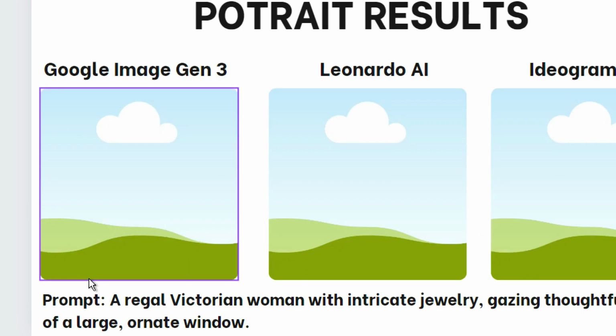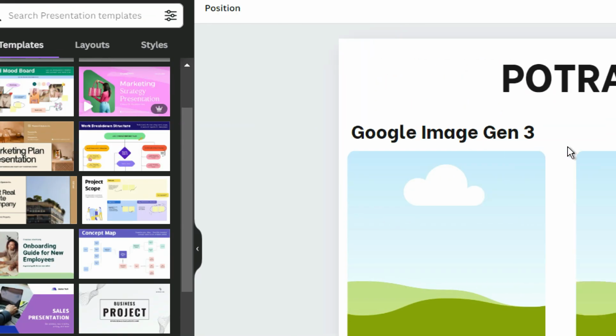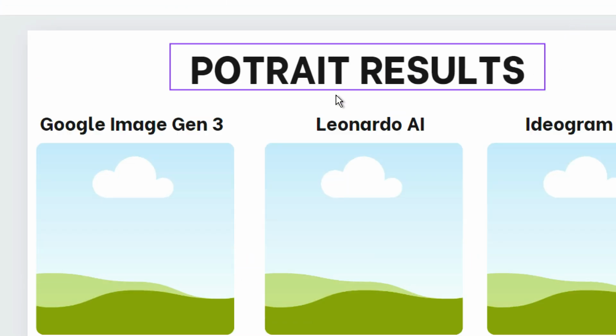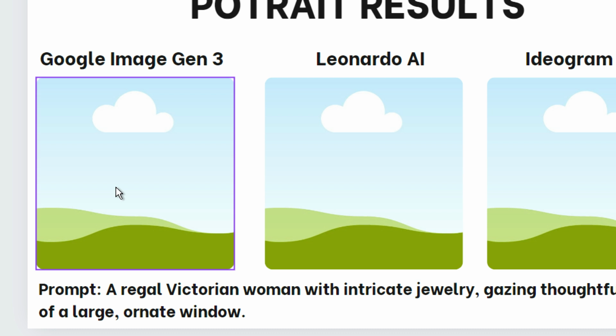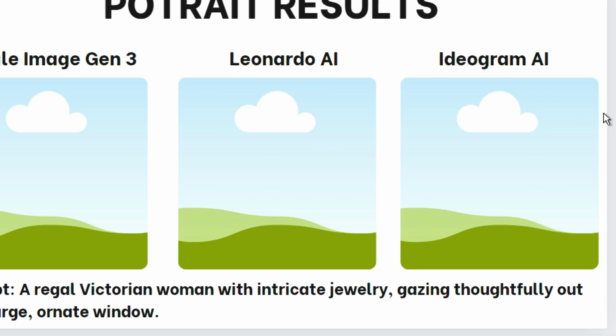Now moving on, this is what we are gonna populate. You see over here, as the results come through, the portrait results would go here. The image, Google Imagen 3, we are gonna place the best image over here, Leonardo and then Ideogram.